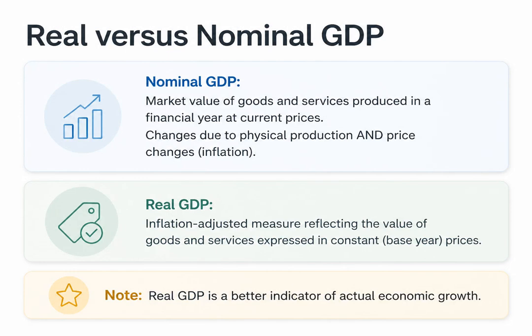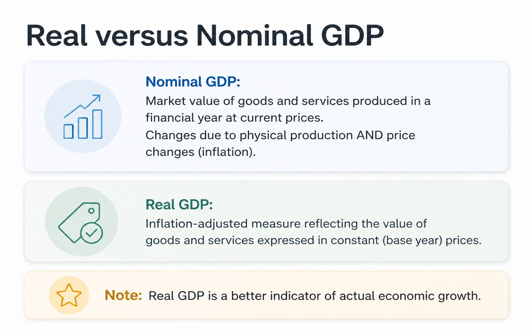Now, let us tackle a critical distinction: real versus nominal GDP. Nominal GDP calculates the value of goods and services using current market prices. The problem is, if prices go up due to inflation, nominal GDP goes up, even if the country didn't actually produce any more goods. Real GDP solves this by adjusting for inflation, valuing output using the constant prices of a chosen base year.